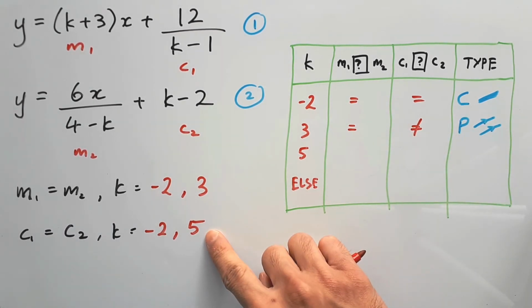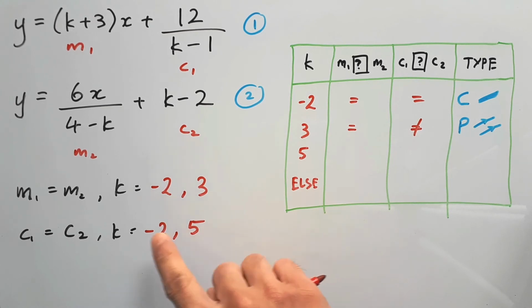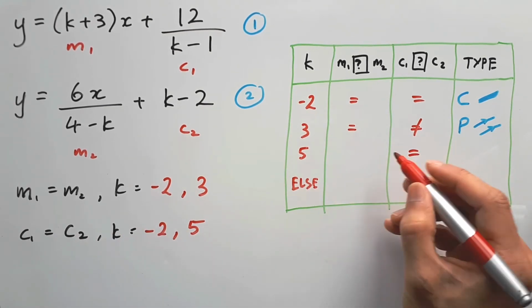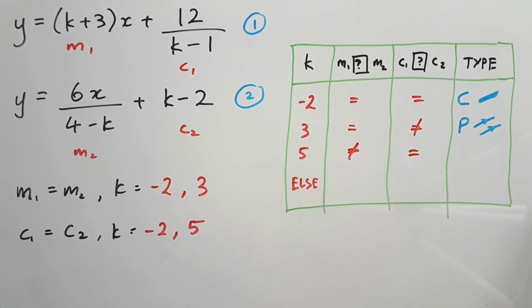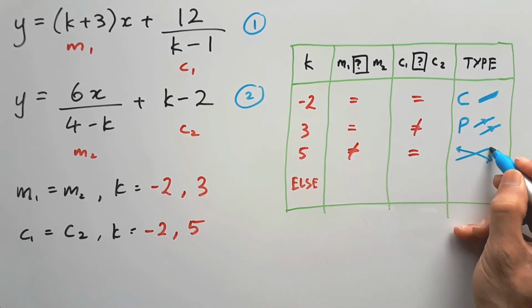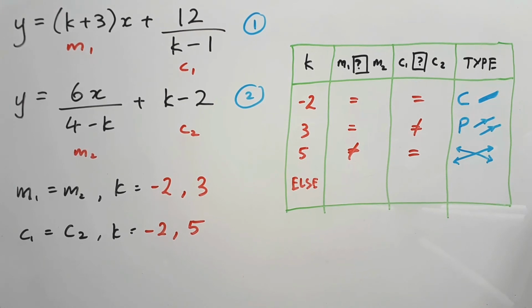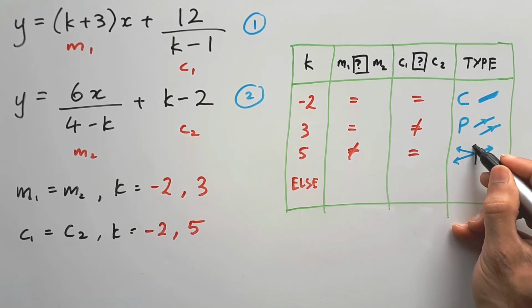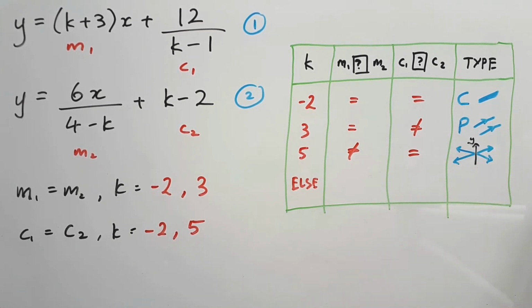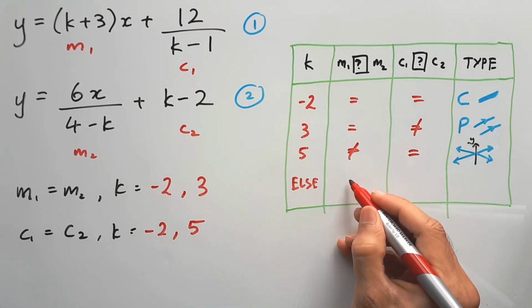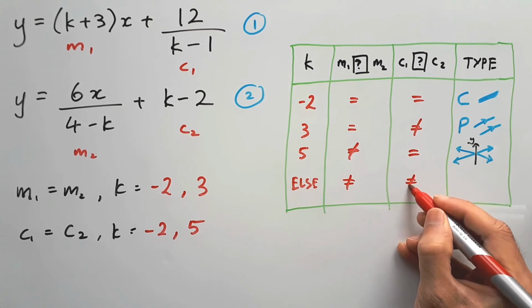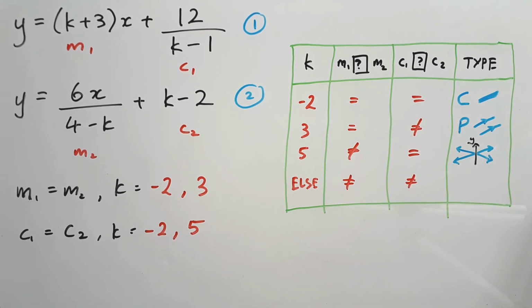When k is 5, the slopes do not match, but the y-intercepts do. This is the special case. This is something that was not in the previous example. This is special because the lines will cross each other at one point, and that point happens to be the y-intercept. So these two lines intersect on the y-axis. As for everything else that you can plug into k, the slopes will not match, and neither will the y-intercepts, since there are no other solutions for those two equations.